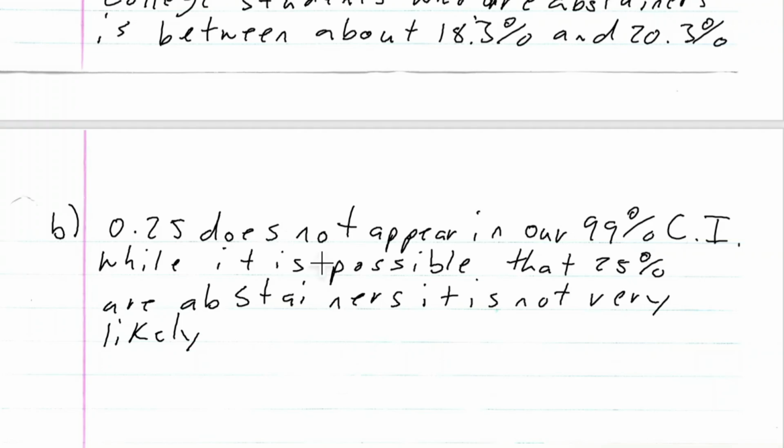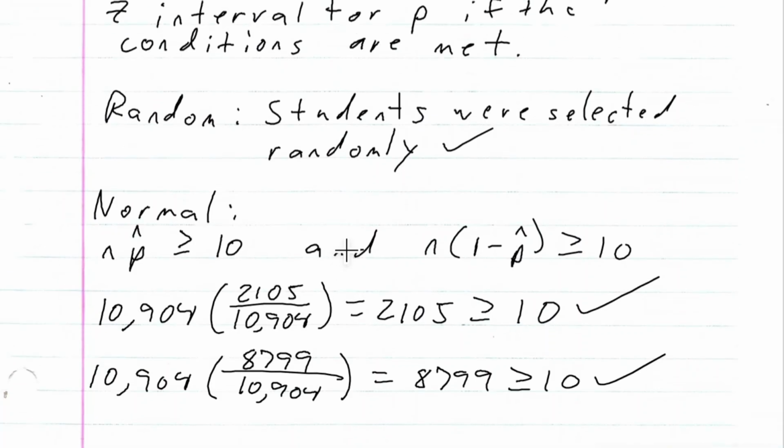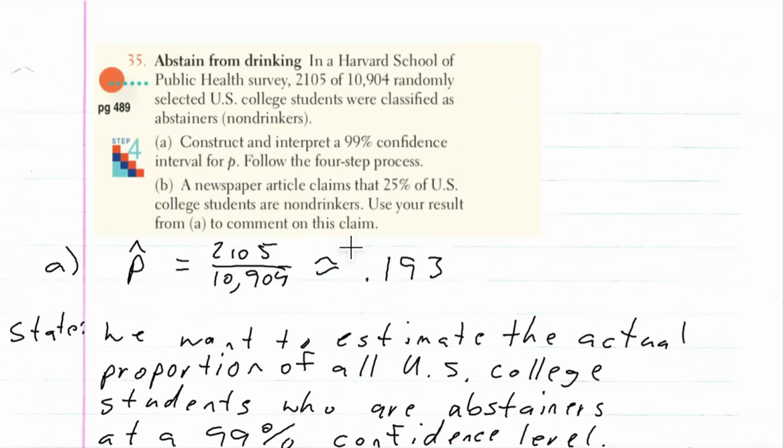All right. And that's basically it for how to find a confidence interval given a sample proportion. We're trying to find a confidence interval for the population proportion given a sample proportion.